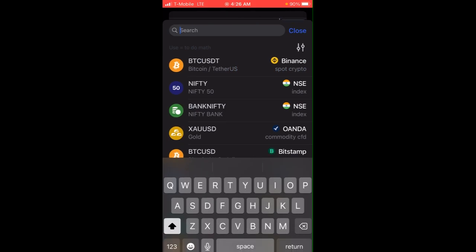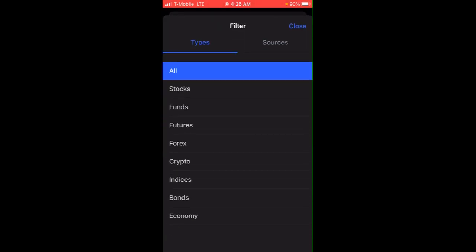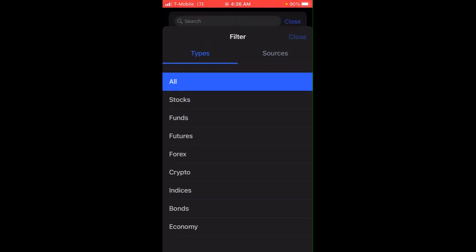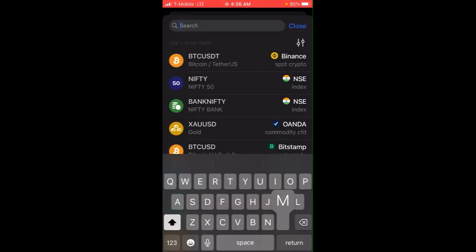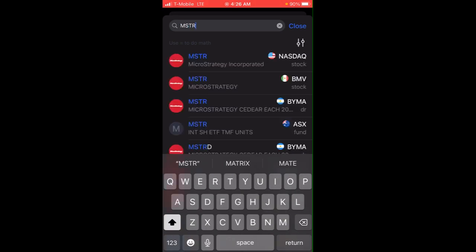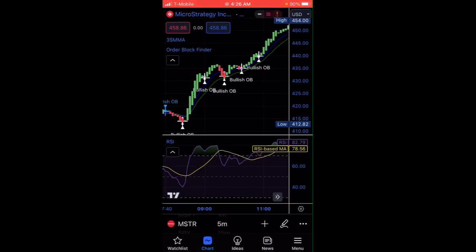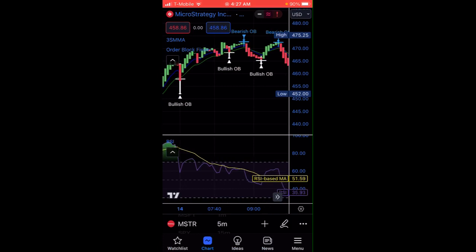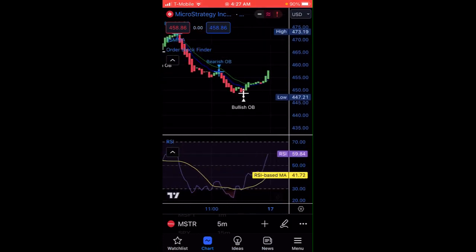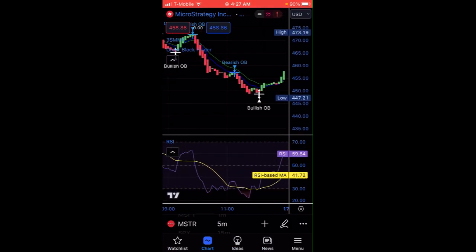Let's use this for options trading. I'll do my two favorites here. Let's do MicroStrategy. Now this is where you would probably make the most money. Using this strategy, you'll probably make the most if you did options with MicroStrategy.